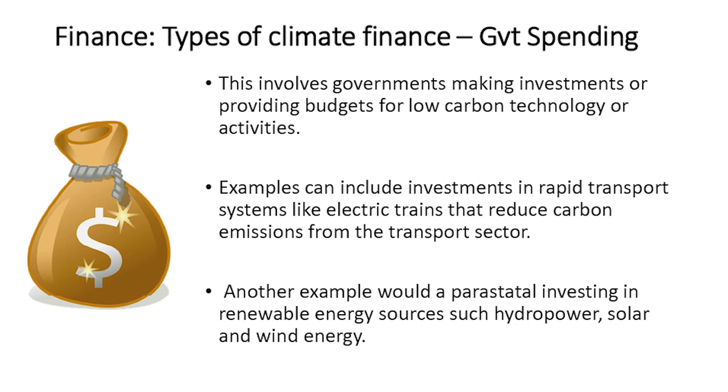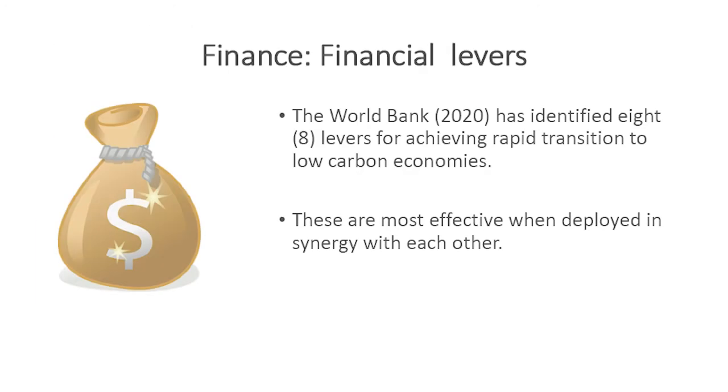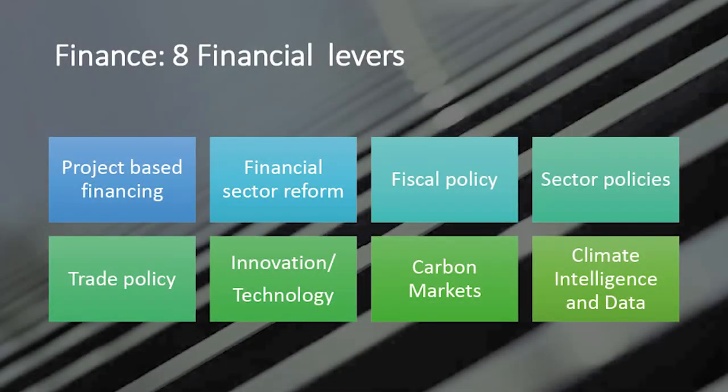So I'm saying all those government utilities, they can do that. Then, of course, there are also things that we call financial levers that might need to be looked at. And these financial levers, there are 8 of them, which include project-based financing, financial sector reform, fiscal reform, fiscal policy, sector policies, trade policies, innovation and technology, carbon markets, and climate intelligence and data.